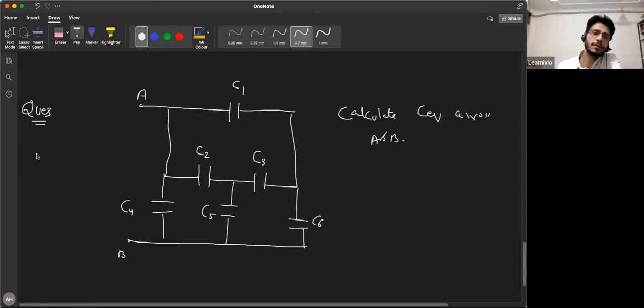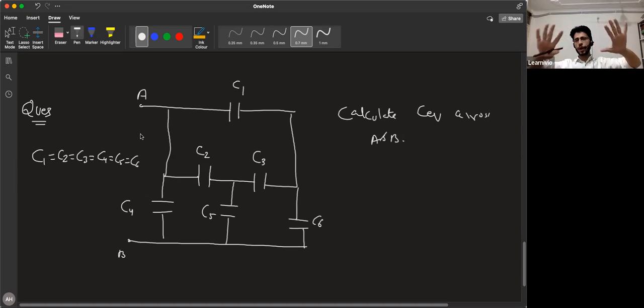All capacitors are equal. I'm waiting for your answers. All capacitors are equal. Solve it. We have discussed this Wheatstone bridge for resistors, the same thing. Same balancing condition. You have to find out of these 1, 2, 3, 4, 5, 6 resistors, which 5 are forming a Wheatstone bridge. And then you will check the balancing condition.